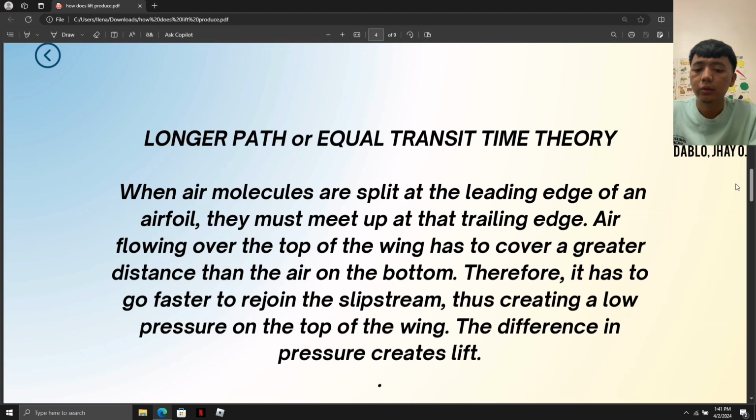The equal transit time theory, also known as the Bernoulli principle, states that in order to produce lift, the air flowing over the top surface of a wing must meet up with the air flowing below the wing at the same time, despite having different distances to travel. According to this theory, the air passing over the curved upper surface of the wing must travel faster than the air passing below the wing in order to meet at the trailing edge. Simultaneously, this difference in airspeed creates lower pressure on the top surface of the wing, resulting in lift.